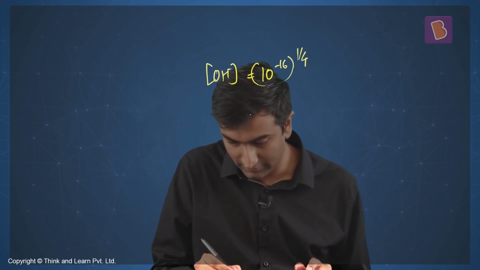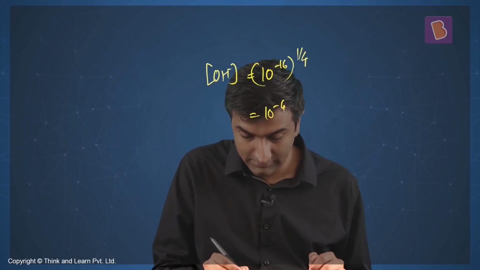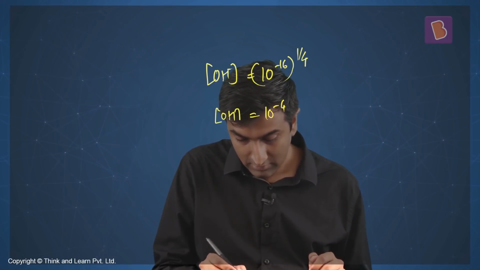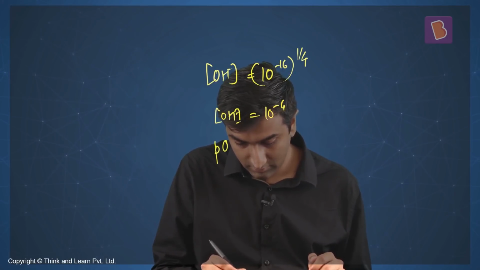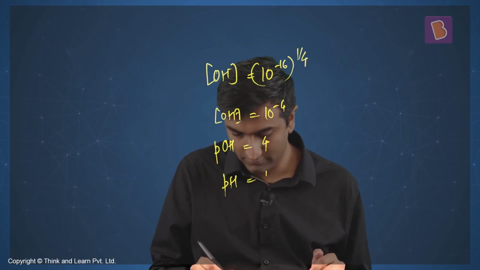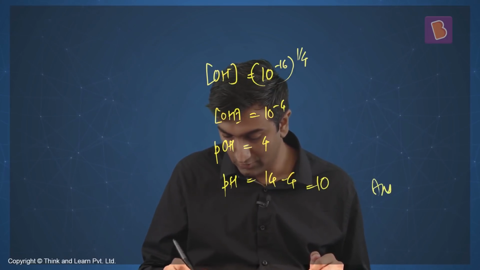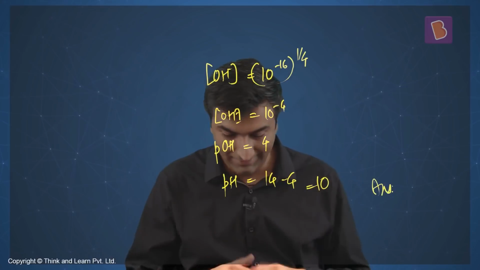Just divide this so you get this to be equal to 10 power minus 4. Okay, so now this is the OH minus ion concentration. pOH is going to be equal to 4. Therefore, pH is 14 minus 4, simple stuff, which is 10, which is your answer. So there you go. This is the whole numerical.